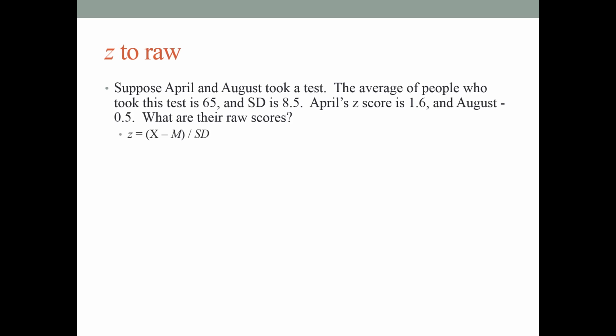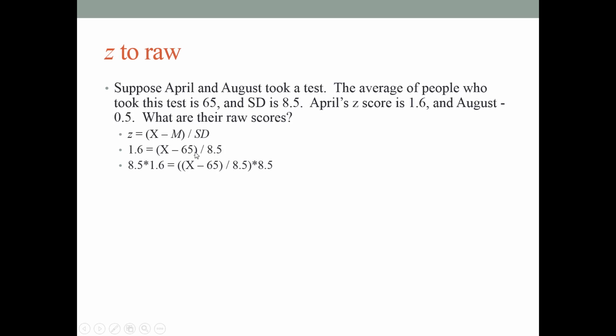Remember, this is the formula: z equals x minus m, divided by the standard deviation. So you just plug in all the known numbers. 1.6 equals, this is unknown, so you just say x minus 65, which is the mean, and then divided by 8.5. Now, step by step, let me show you how to do it.